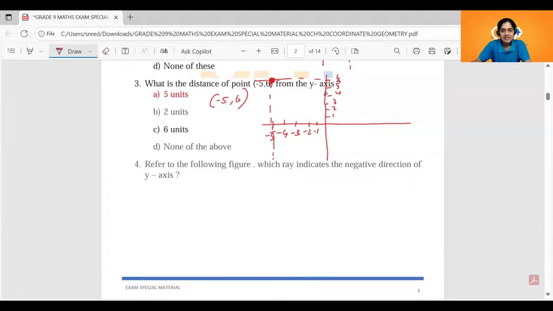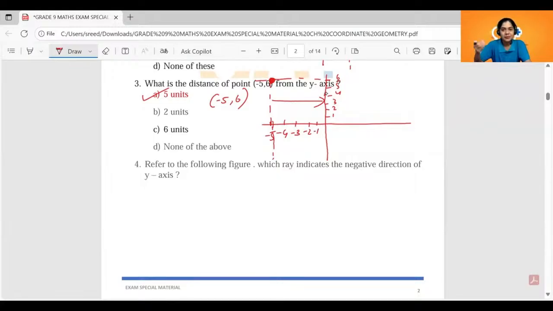What is the distance of this point from the y-axis? The distance is 5. We won't use any signs for distance; distance is always positive. So the distance is 5 units. See the options: 5, 2, 6, and none of the above. The distance is 5 units, so it's option A. When the question asks the distance of the point from the x-axis, the answer will be the y coordinate. And what is the distance of the point from the y-axis?